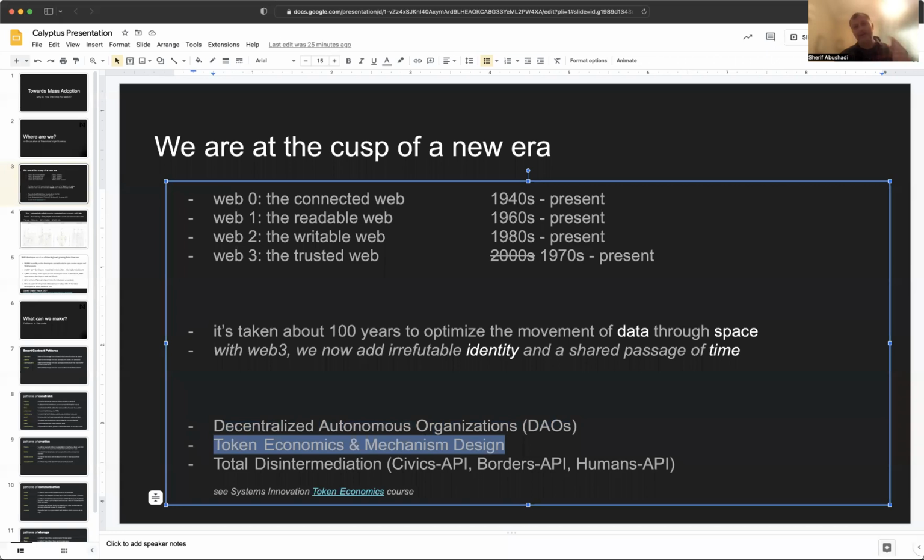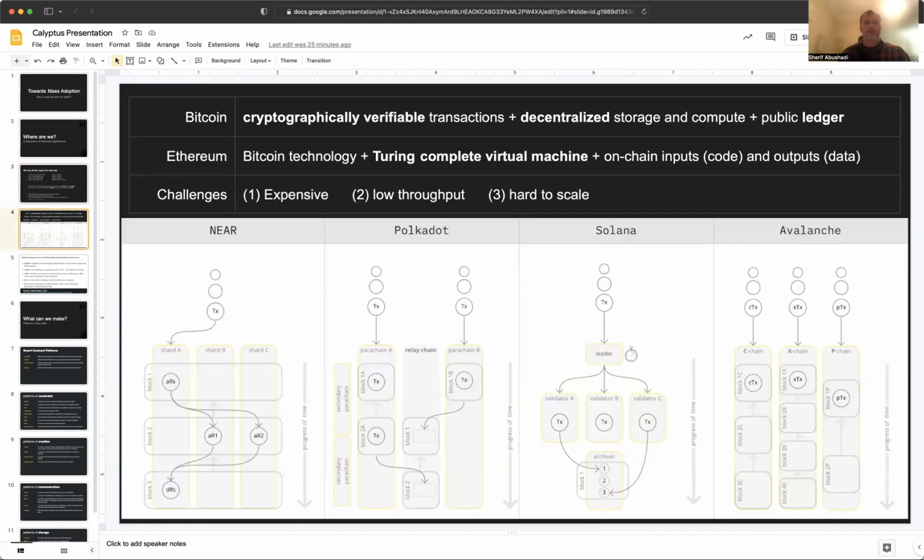The token economics and mechanism design that you see in all manner of Web3 applications now. And then this maybe futuristic idea of total disintermediation, civics API, borders API, humans API, who knows where this will go. You can really go deep down the rabbit hole. And you can take a look here. There's a link in this course that we'll be able to share these slides with you. So taking a look at some of these, again, feel free to ask questions along the way.